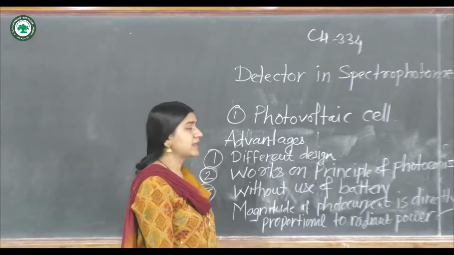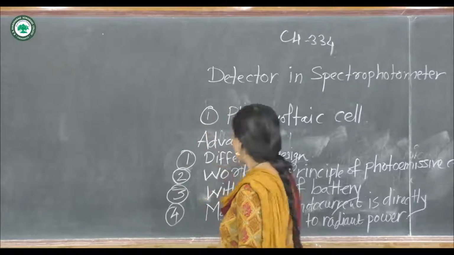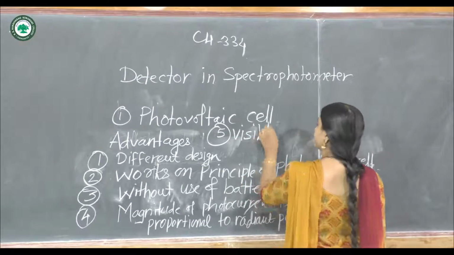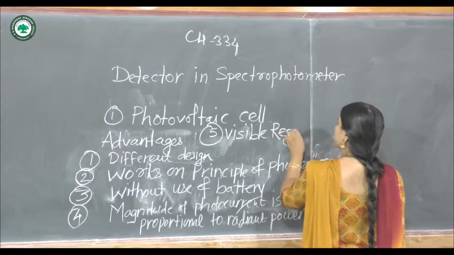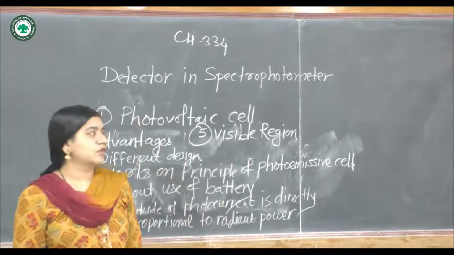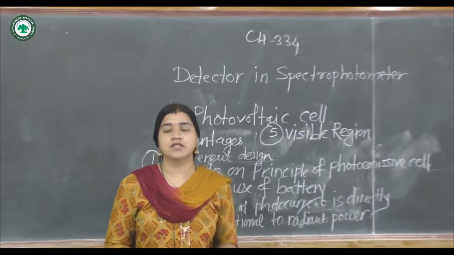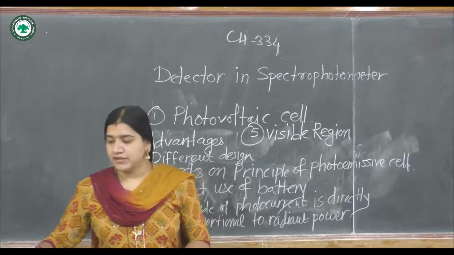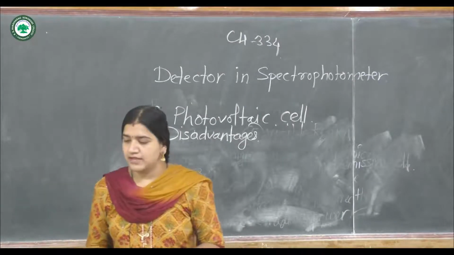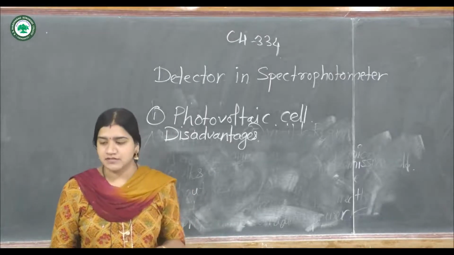These cells are very sensitive, particularly in the whole visible region, so they are suitable for use in the visible region. So these are the advantages. Now what are the disadvantages of using the photovoltaic cell? The current produced by the cell cannot be easily amplified because of the low internal resistance.